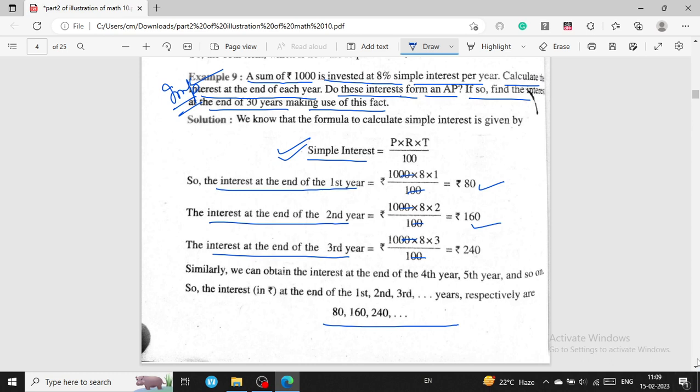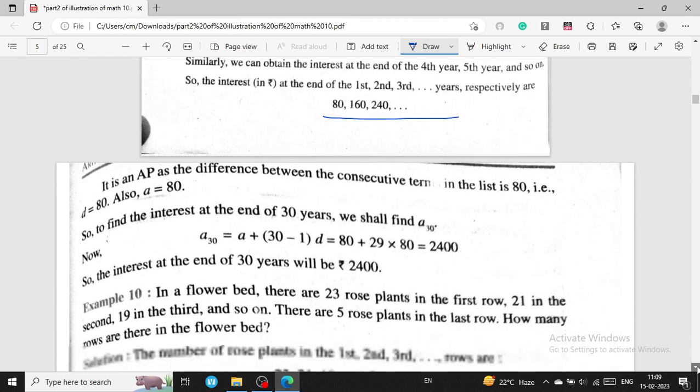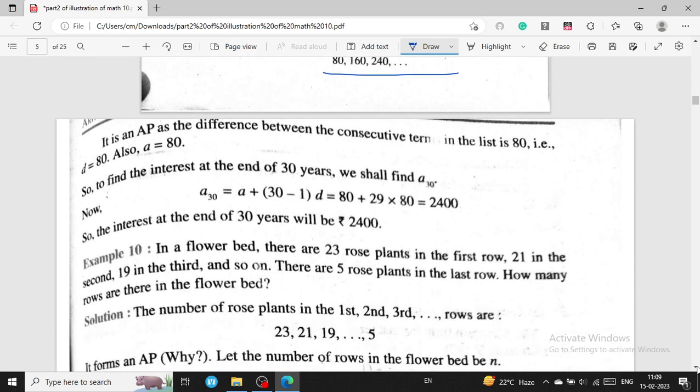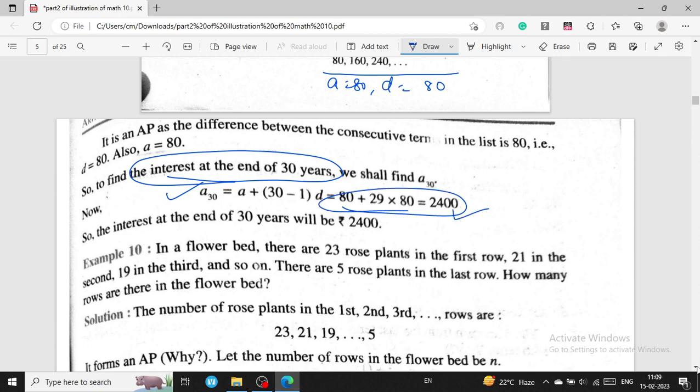After that you will find that A is equal to 80. Here A is equal to 80 and D is equal to 80, because 160 minus 80 is 80. Now put the values in A30, because we have to find the interest at the end of 30 years. So A plus 30 minus 1 times D: 80 is the first term plus 29 times 80, the difference. When we solve this equation, we find 2400 will be the total interest paid at the end of 30 years.